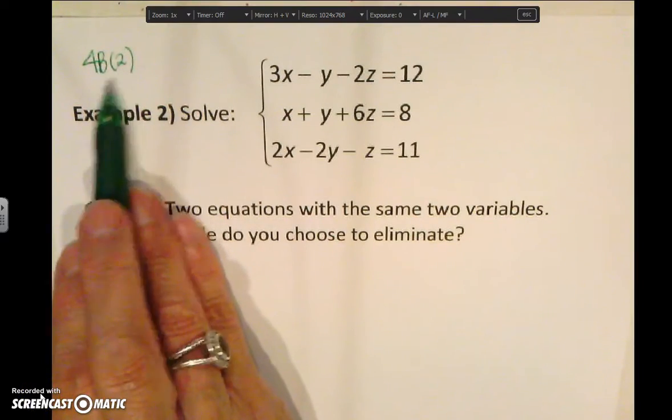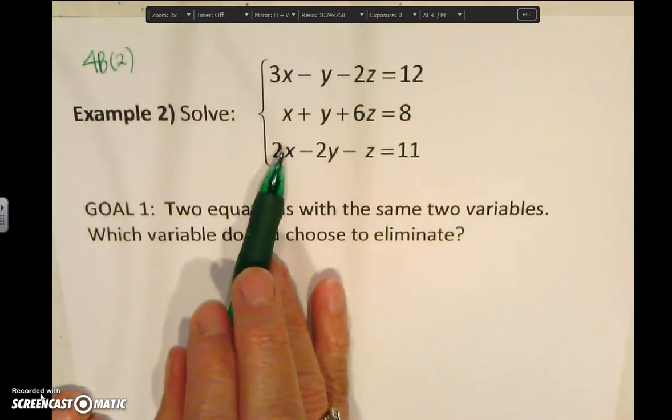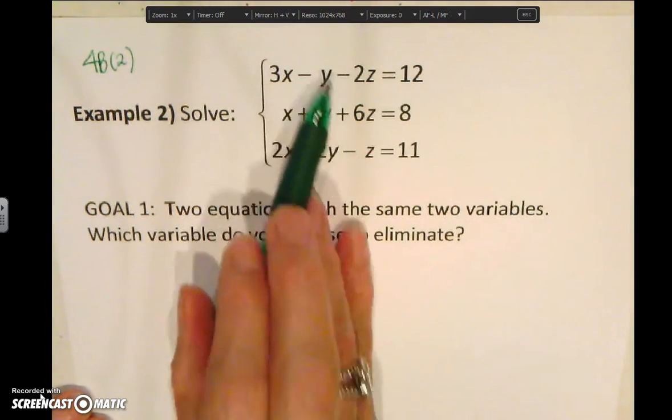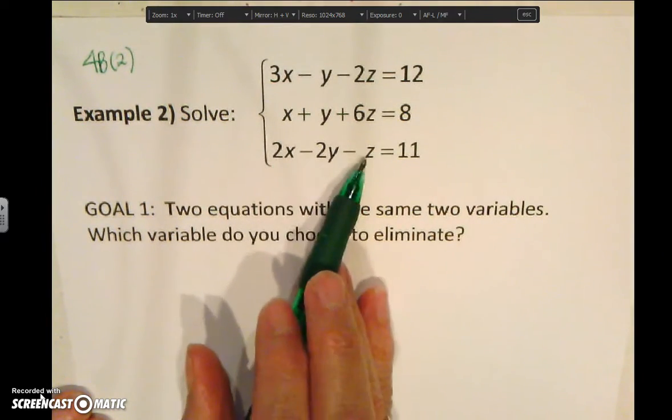So this is the second video for 4B. Let's solve another system of three equations. So remember, what we want to do is eliminate one of these variables and leave ourselves with two of them.